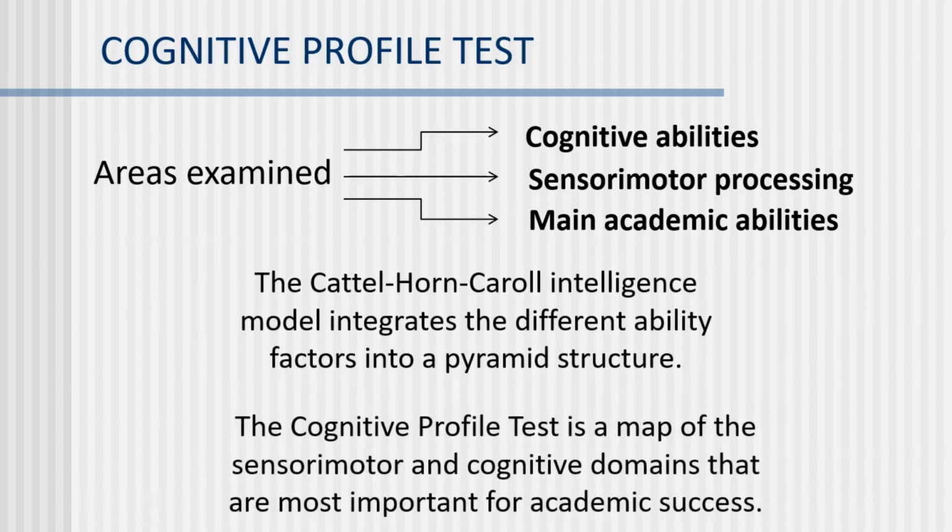The Sensorimotor and Cognitive Profile Test represents cognitive structure in a circular diagram, resembling a map. This layout simplifies data interpretation, making strengths and areas for development easily visible. Due to its simplicity, no psychological training is required to interpret it.